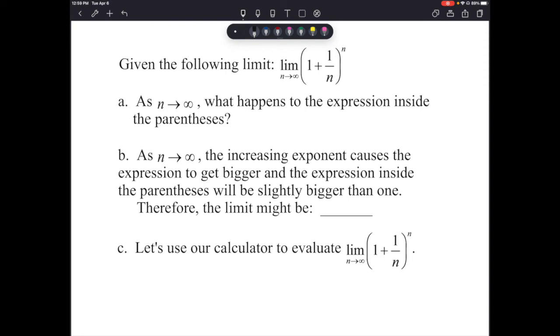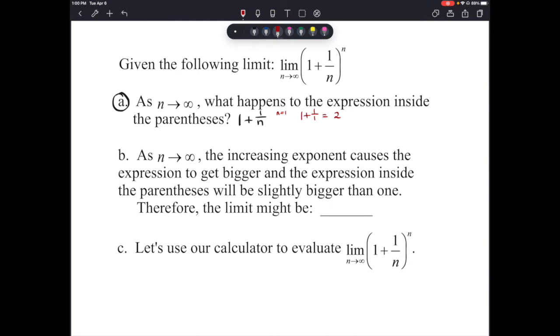But it says here, for letter A, as our value of n approaches positive infinity, what happens to the expression inside the parentheses? It's referring to this, 1 plus 1 over n. If we take this expression and we start to put in values of n, let's say in the first one here that we put like 1 in for n, I'd have 1 plus 1 divided by 1, which is going to give us 2.